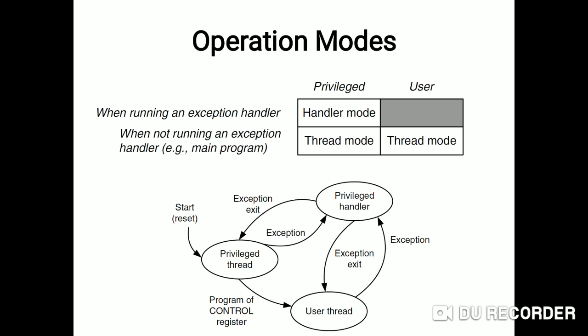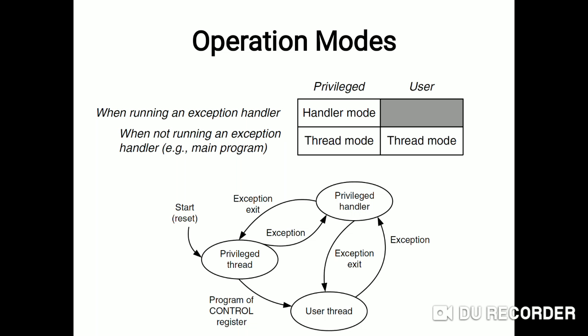Next is operation modes. The Cortex-M3 processor has two modes and two privilege levels. The operation modes are thread mode and handler mode. These determine whether the processor is running a normal program or running an exception handler, like an interrupt handler or system exception handler. The privilege levels, that is, privileged and user level, provide a mechanism for safeguarding memory access to critical regions as well as providing a basic security model.